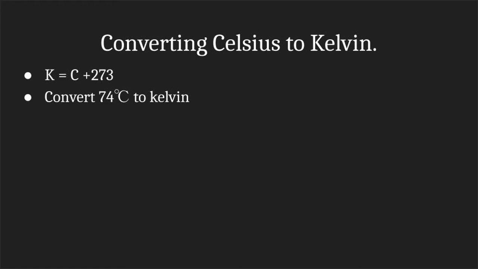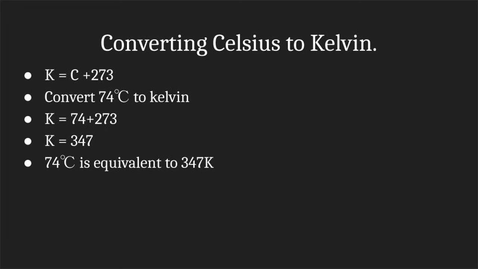So let's try to convert 74 degrees Celsius to Kelvin. We're going to plug in that 74 for C and get that the Kelvin temperature is equal to 74 plus 273. Adding that together gives us that the Kelvin temperature is equal to 347. So 74 degrees Celsius is equivalent to 347 Kelvin, and if we were to do a problem with this, with Gay-Lussac's law, we would use the 347 Kelvin instead of the 74 degrees Celsius.